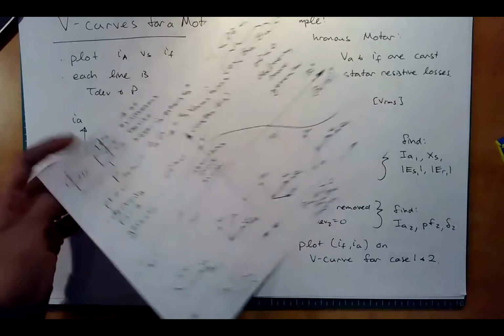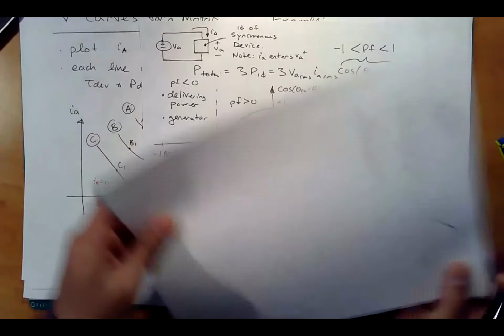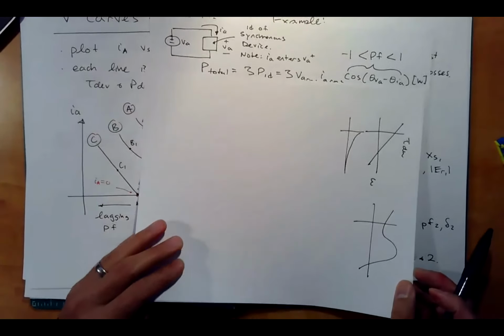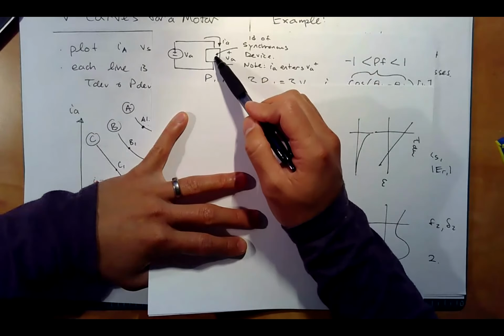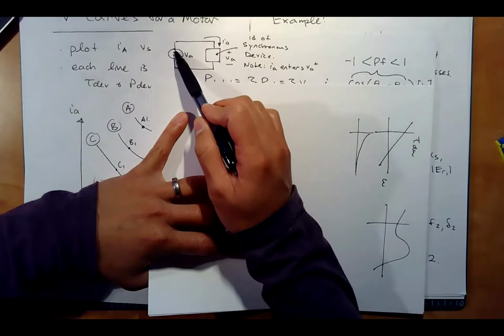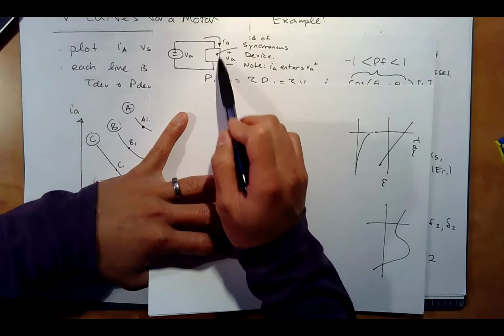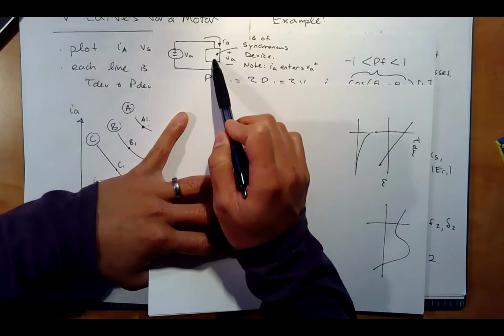Just as a nice little review of power and power factor, let's look at this. It's a little bit complicated, but I'm going to slowly go through it. Remember, we are looking at a single phase of a synchronous device. So we have IA and VA. By KVL, you have the same VA. So these are representing the coils of one phase.